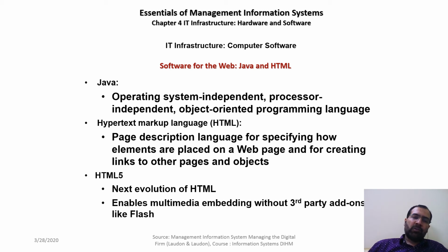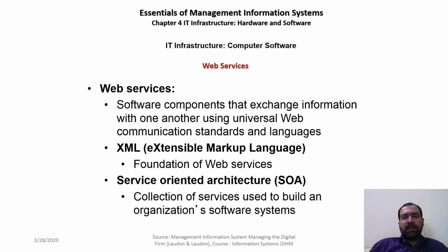HTML5 is also the next evolution of HTML, enabling multimedia embedding without third-party add-ons. Before that, it was not possible. We needed a different platform. For example, we needed to have Java connectivity. So we have an operating system independent, processor independent, object-oriented programming language, which can be used to build various applications, which can be integrated with your web-based applications to perform various application tasks.